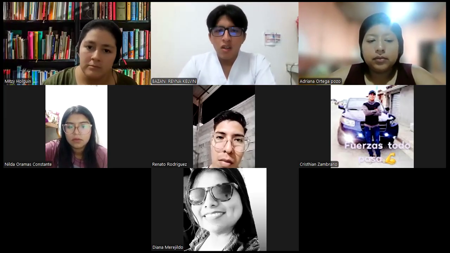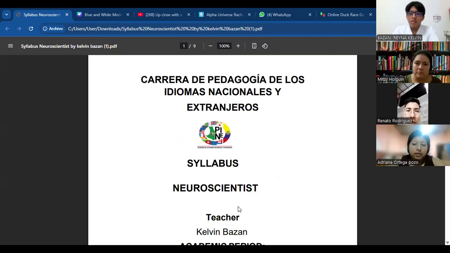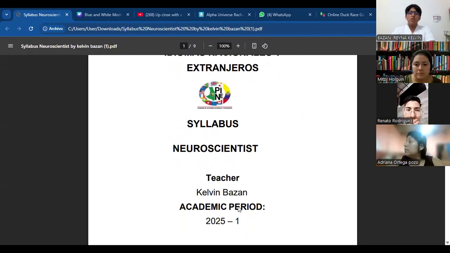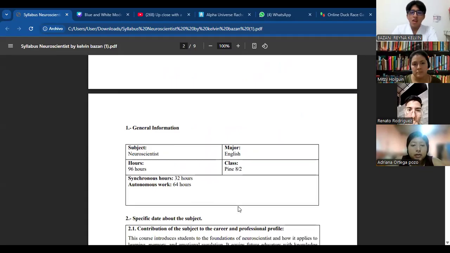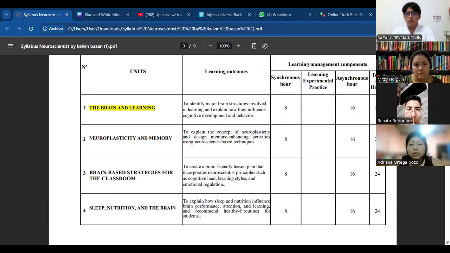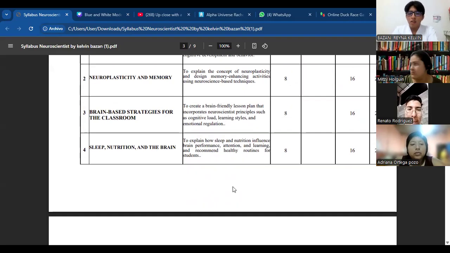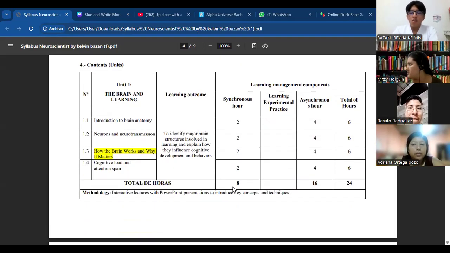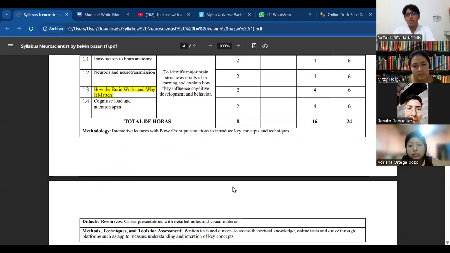Plan. Okay, this is my syllabus. My profession is neuroscientist, and this is the unit. I'm going to work with Unit 1, The Brain and Learning, and the item is 1.3, How the Brain Works and Why It Matters.